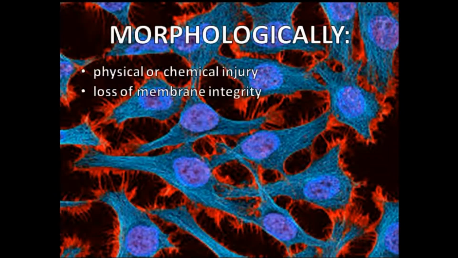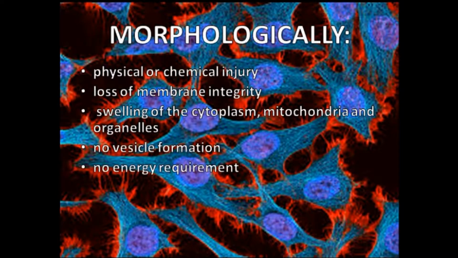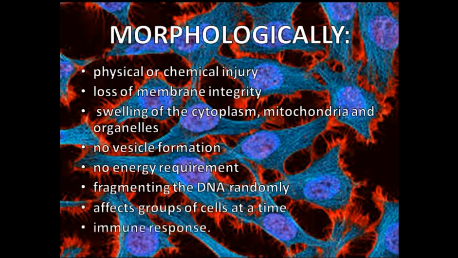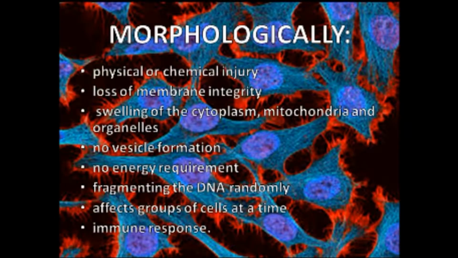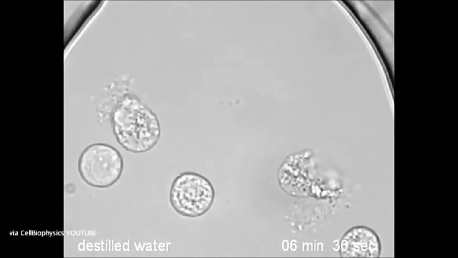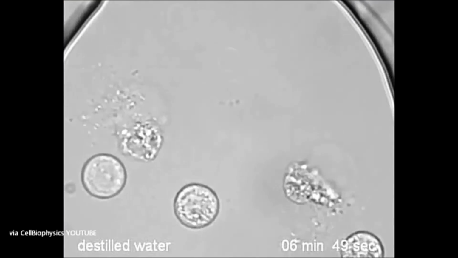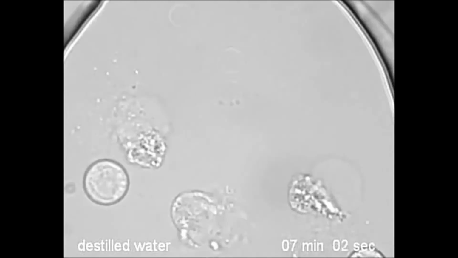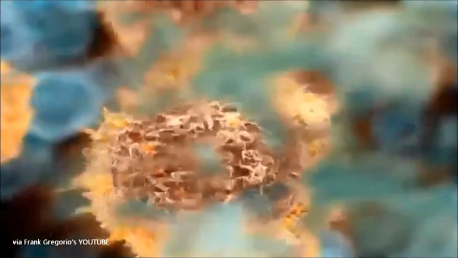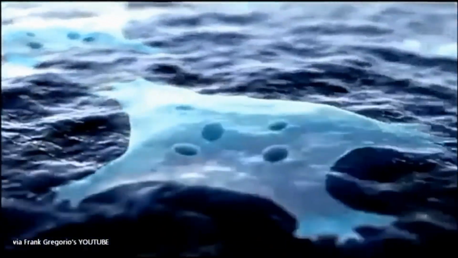In contrast, necrosis is a form of cell injury causing premature death of cells. Resulting after exposure to a physical or chemical injury, necrosis is the explosive outcome we often associate with cell death. The cell membrane loses its integrity due to the swelling of the cytoplasm, mitochondria, and organelles. There is no vesicle formation and no energy requirement. Cells simply lyse, fragmenting the DNA randomly. Necrosis affects groups of cells at a time and consequently causes an immune response.